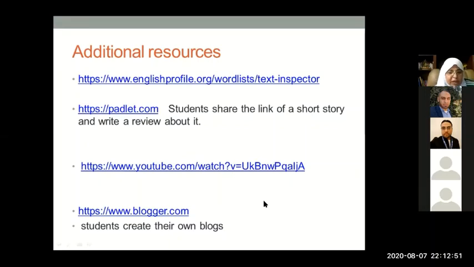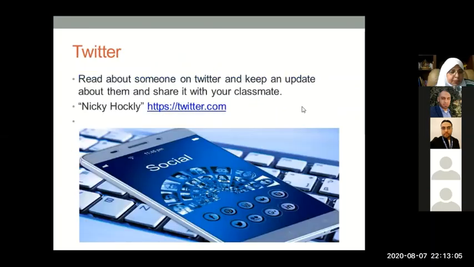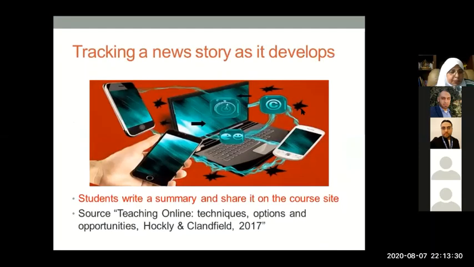Someone asked about the blogs we can use. We can use Padlet, or we can use www.blogger.com. You can ask them to use Twitter as well. Some students like to use Twitter. Tell them, read about something and keep us updated. Like follow something on Twitter and always send an update about it on our blog. The last activity is tracking a news story as it develops. So ask your learners to follow a news story, and then write about any developments that happen.